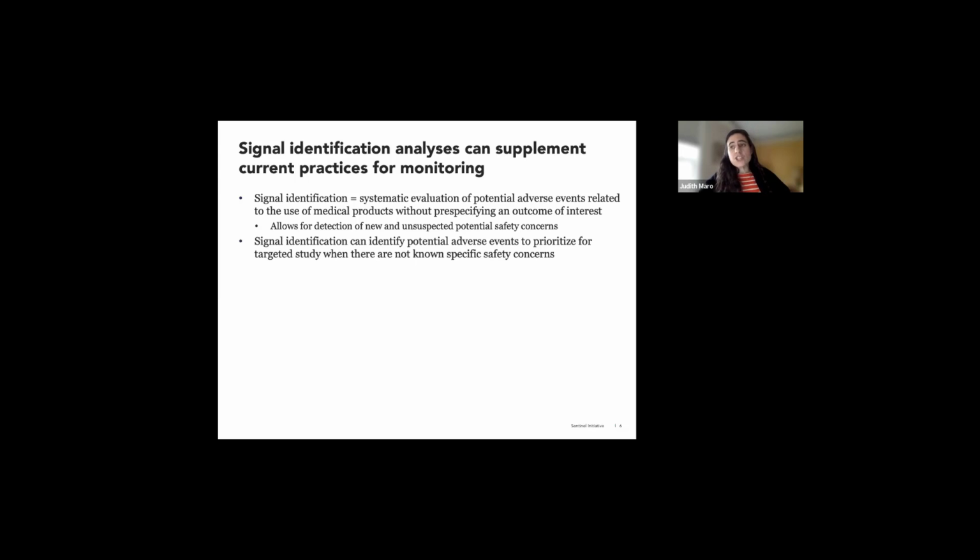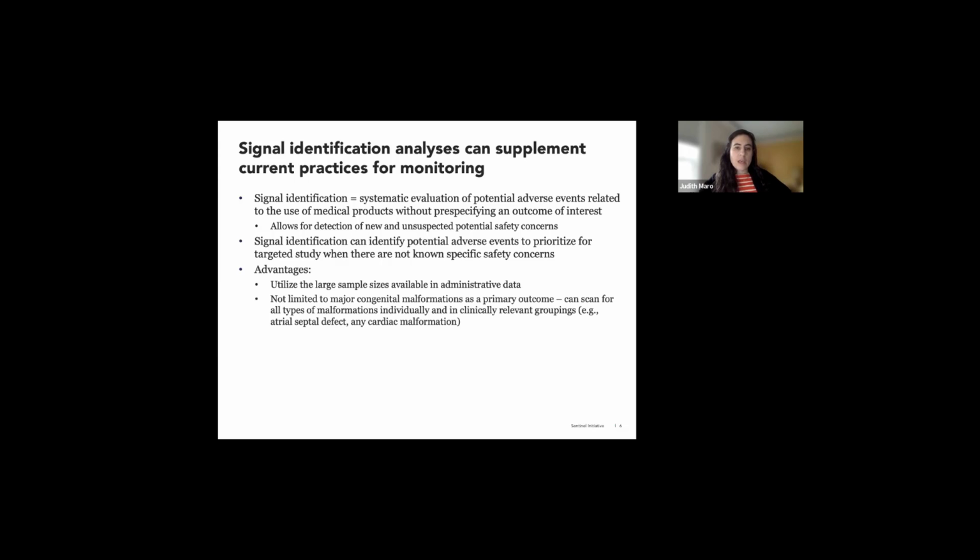A signal identification study can point to areas that need to be prioritized potentially for future studies. And so there's the transition here, and I'll show this in a slide in a minute, of taking something from a signal identification phase into a signal evaluation phase, and the main difference being the targeting of the outcome itself. And so one of the reasons we would like to do this in administrative data is just to take advantage of these very, very large sample sizes. And the other piece is that we aren't really limited to a single outcome like major congenital malformations, which even that is a composite outcome made up of many individual specific malformations.